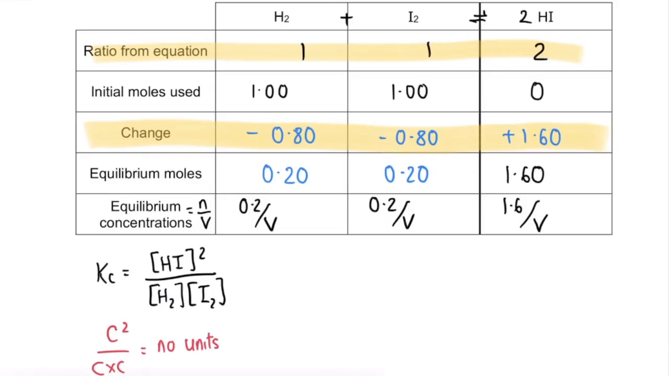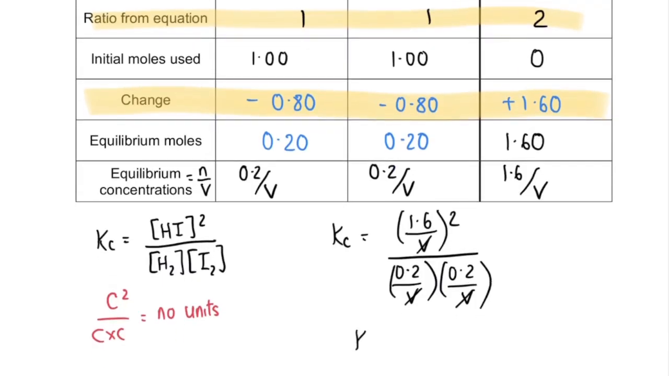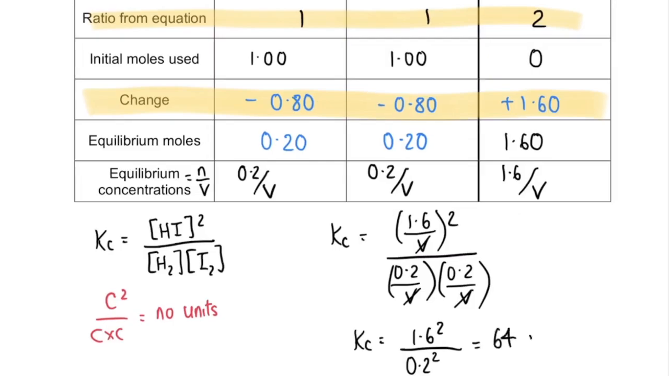So if we were to put our numbers in for Kc, we'd have 1.6 over V all squared, over 0.2 over V, 0.2 over V, and we can see that all those V's are going to cancel out because we've got 2 V's on the top and 2 V's on the bottom. So Kc is 1.6 squared over 0.2 squared, 0.2 times 0.2. You can put that on your calculator and calculate the value for Kc. If you do that, you'll see that you should get 64 with no units.